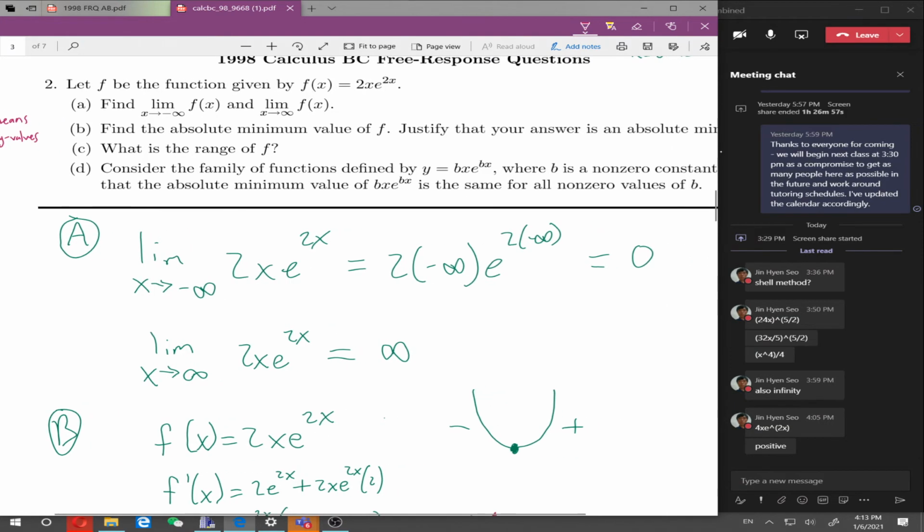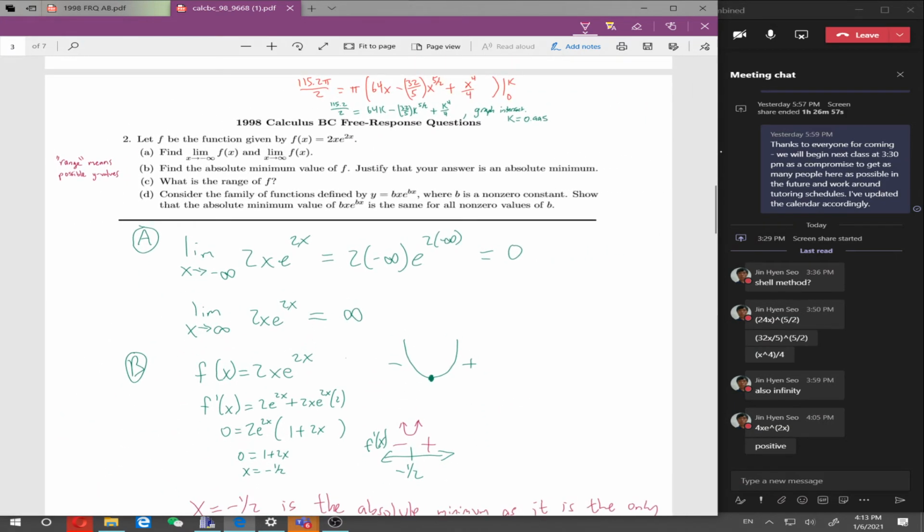So first, looking at our limits, our y values have to be able to go up to positive infinity. And since we know what the absolute smallest y value is, from part B, we know what happens when x is negative 1/2. What could I do in order to figure out what our range would be?